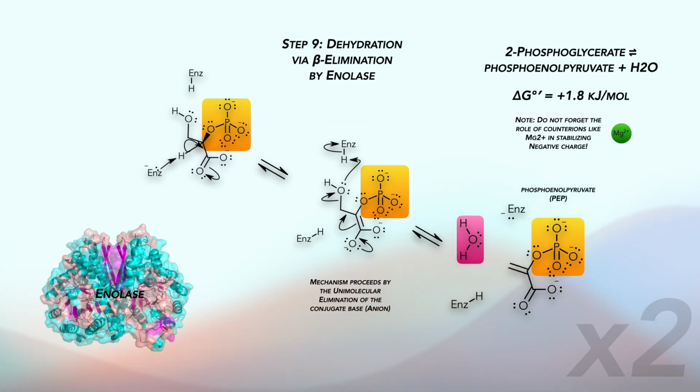And now, water is eliminated using enolase. An enzyme base removes the proton adjacent to the phosphate. Hydroxide leaves as water. A carbon-carbon double bond forms, and the product is phosphoenolpyruvate. This dehydration creates one of the highest energy phosphate donors found in metabolism.